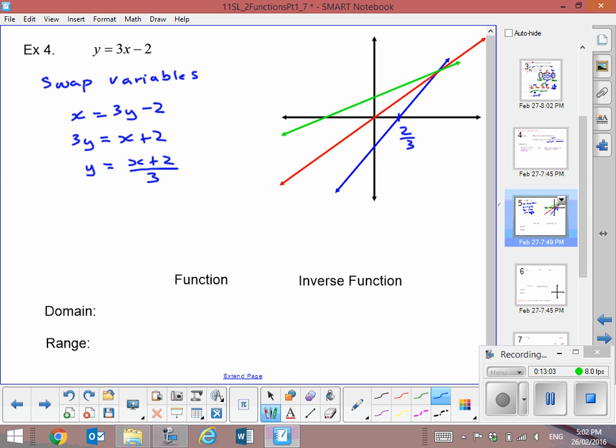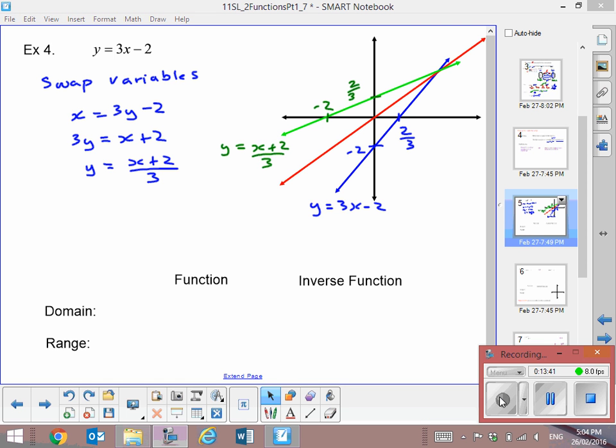So the x-intercept for the original function becomes the y-intercept for the inverse function. And the y-intercept here, which is at minus 2, becomes the x-intercept for the inverse function. So this here is minus 2. All right, I'll just label those graphs for you so we can see those.